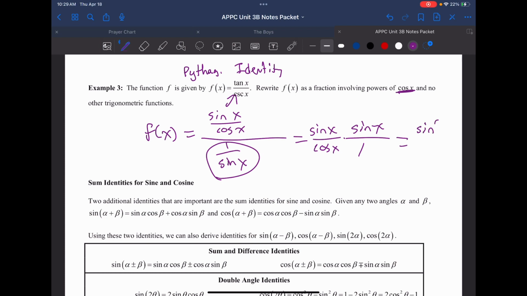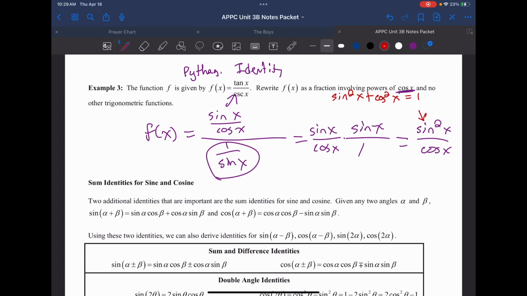It gives me sine squared x over cosine x. Now you're like, how in the world could I get this in terms of cosine? Because what you might be tempted to do is say, okay, I've got sine over cosine, so I could rewrite that as sine x tan x, but it asks for cosine. Well, let's use the Pythagorean identity: sine squared x plus cosine squared x equals 1.